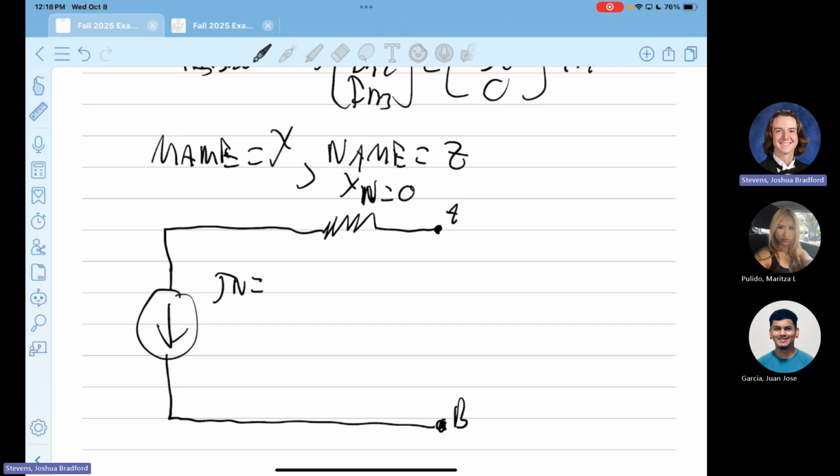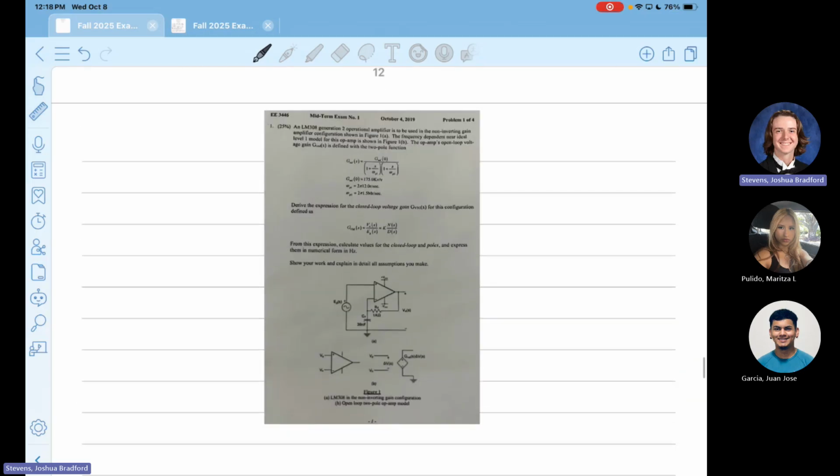J of N equals 100 milliamps. It's important to denote the polarity, because if I were to flip the polarity so the arrow goes up, my J of N would be negative 100 milliamps. So it's important to denote those polarities. Any questions with this one? All right, cool.